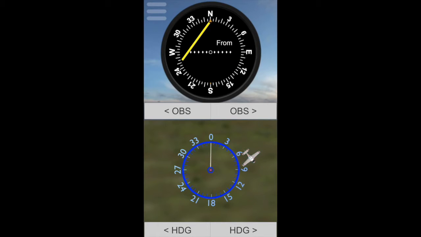Let's pick another radial. Let's pick radial 060. Okay, so plus or minus 90 degrees, 60 plus 90 is 150. 60 minus 90 will get 330.